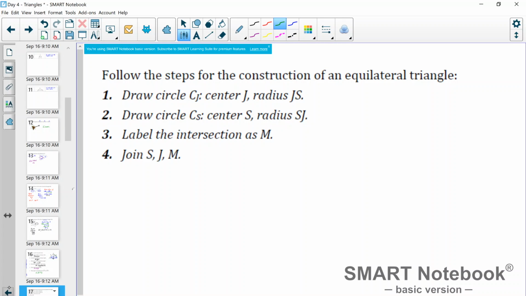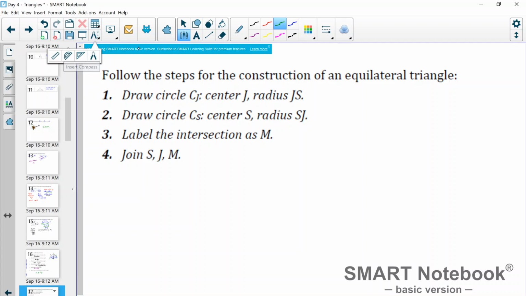Now we can actually use compass and ruler to create an equilateral triangle. So here we have the instructions on how to do it. It says draw circle J with center J, radius JS. Draw circle S, center S, radius SG. Label the intersection as M, and then join points S, J, and M. Sounds kind of confusing if you don't know what you're doing. It's really not too difficult.